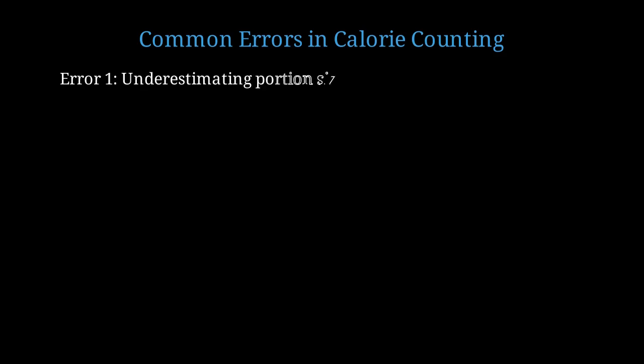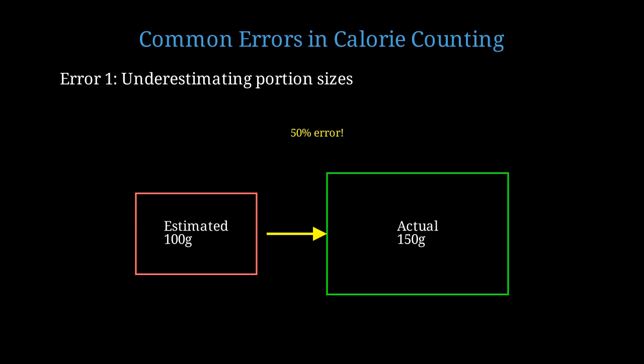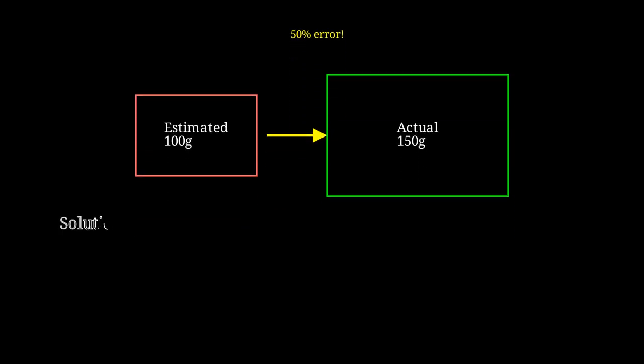Error number 1. Underestimating portion sizes. Studies show people underestimate portions by 20 to 50%. You might think you're eating 100 grams when you're actually eating 150 grams. That's a 50% error that compounds over time. The solution is to use a digital food scale. Weigh your food until you develop accurate portion size estimation skills.